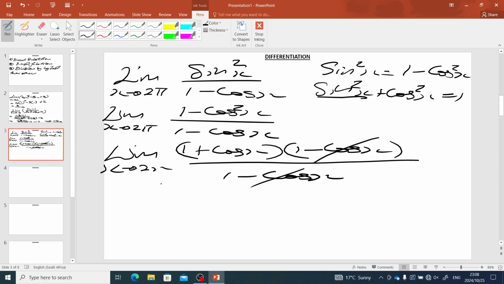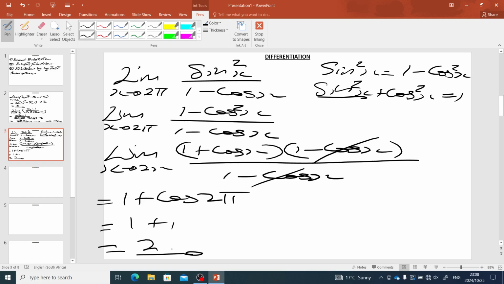Thereafter, we can do direct substitution. Then it will be 1 plus cos 2 pi. We know that pi is 180 degrees, multiplied by 2 it will be 360, the double angle. Then we know that cos 360 equals 1. That means here we have 1 plus 1, so our final answer is 2. This is how we do the direct substitution.